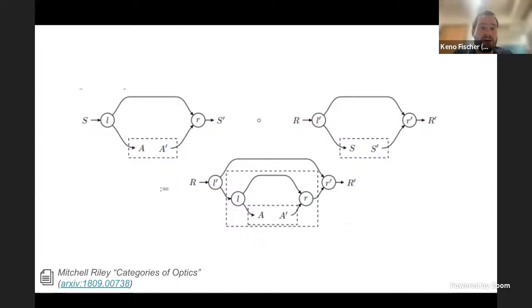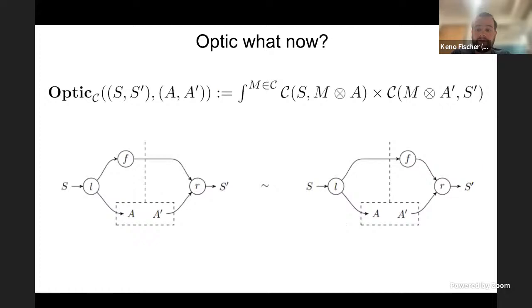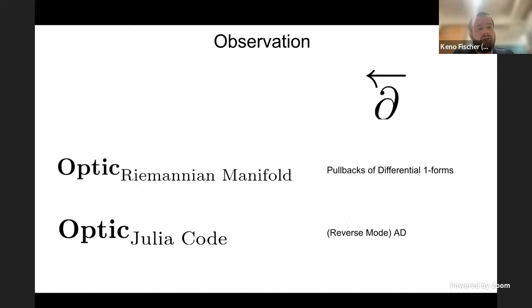Okay, so somebody pointed me to the paper by Riley called Categories of Optics, and all of you are much more familiar with optics than me, so I'm going to go through this quite quickly. But in some sense, optics were exactly what I needed to encode this particular transformation that we were doing for reverse mode automatic differentiation. The claim I'm making is that there's a very direct analogy between this optic construction where the base category is Riemannian manifolds, where what you get is a way to compute pullbacks of differential one forms, and optics over Julia code, where what you get is reverse mode automatic differentiation.